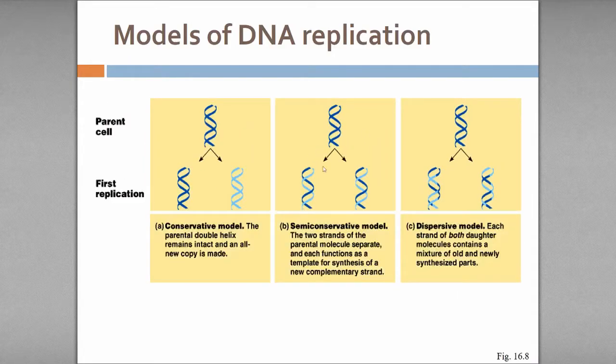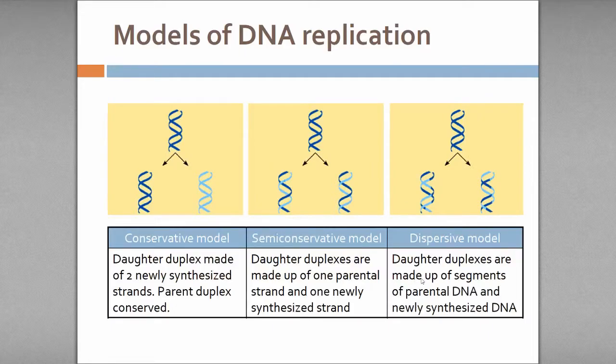In the semi-conservative model, we say that the two strands of the parental molecule separate, and then each strand of the parental molecule functions as the template for the daughter strand or complementary strand. And then in the dispersive model, the parent DNA molecule is dispersed, so each strand of both daughter molecules contains a mixture of old and newly synthesized parts. So it's basically completely conserved versus not conserved really. So that's the three models. And this is just an overview, a little bit easier to see.